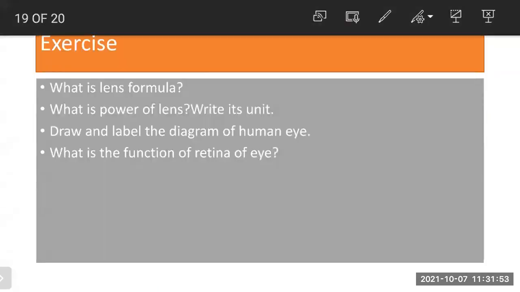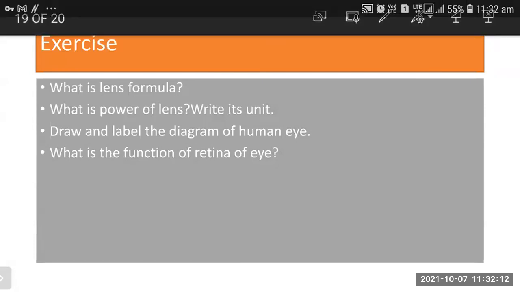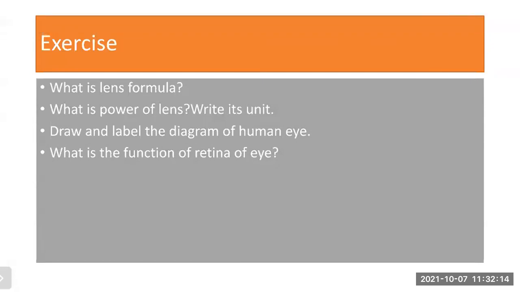Now exercise. You have to solve these questions. Okay. What is lens formula? What is power of lens? Write its unit. Draw and label the diagram of human eye. What is the function of retina of eye? So you can just take the screenshot of this homework, solve it in your notebook, and show it to your science teacher.